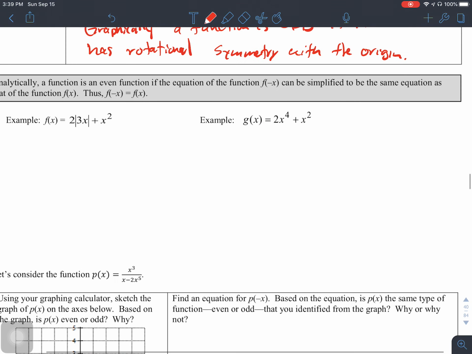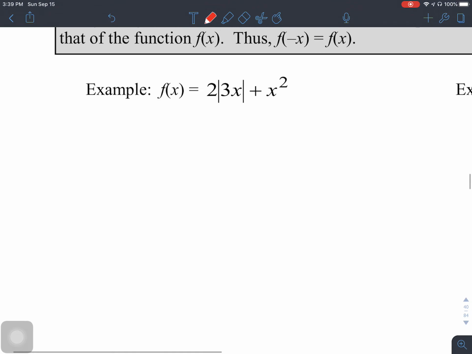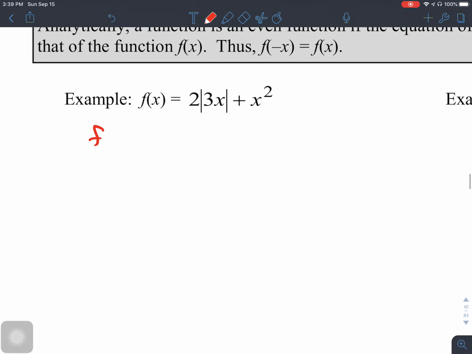So let's check out some examples. Analytically, that means using algebra. That does not mean looking at the graph. A function is an even function if the equation of the function f of negative x can be simplified to the same equation as the function f of x. Thus, f of negative x equals f of x. So as an example, the directions might say something like, determine if this function is even or odd. Right now we're just talking about even. So we are going to determine if it's even. We're going to put a negative x in for all the x's. When you substitute, use parentheses.